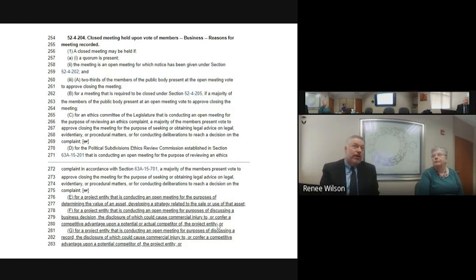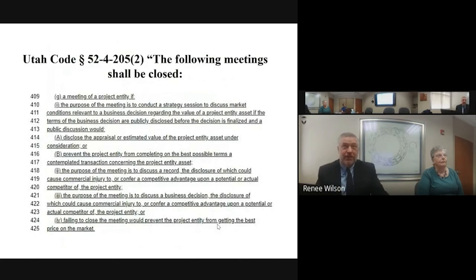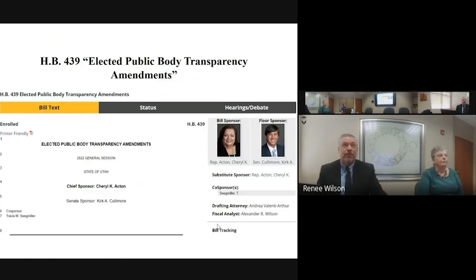When you open up your OPMA and say, oh my goodness, why did 204 expand out? It's for these project entities that you will probably never have anything to do with, unless it's a very small amount. But it's there. It is there as of this section. And it even made a change, and the following meetings shall be closed. The meetings of project entities shall be closed in these types of things. So have fun if you want to take a look at those. Probably not going to have that come up.